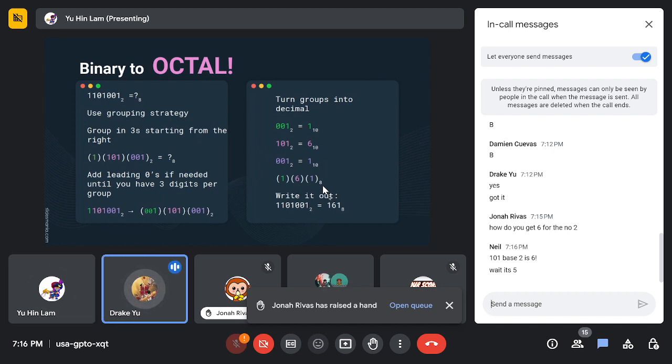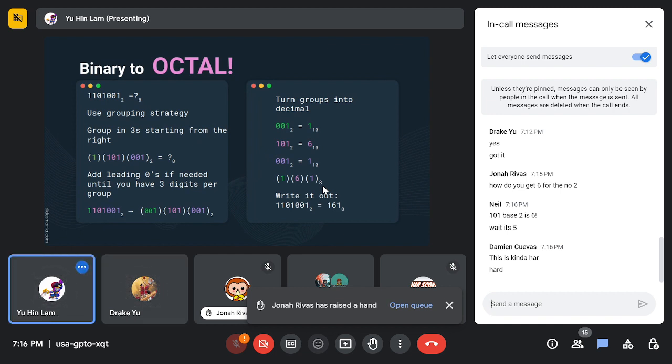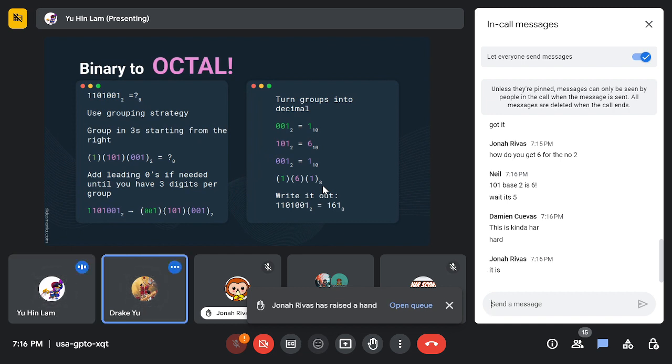Wait. Is it okay if you explain that again? I don't think I understand it. Sorry, you're saying converting binary to octal? Yeah. It's okay.